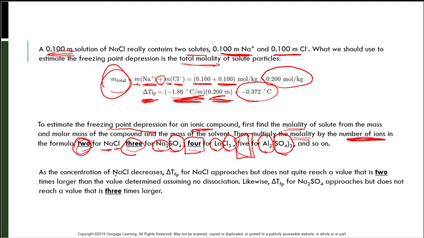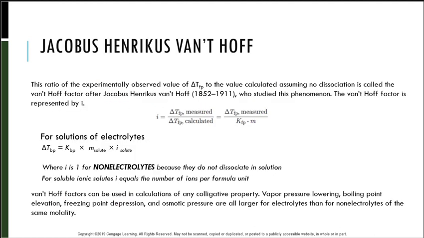As the concentration of NaCl decreases, the freezing point depression for NaCl approaches but does not quite reach a value that is 2 times larger than the value determined assuming no dissociation. Likewise, the freezing point depression for sodium sulfate approaches but does not reach a value that is 3 times larger. This is called the van 't Hoff factor, after Jacobus van 't Hoff, who studied this phenomenon. The van 't Hoff factor is represented by the variable i.